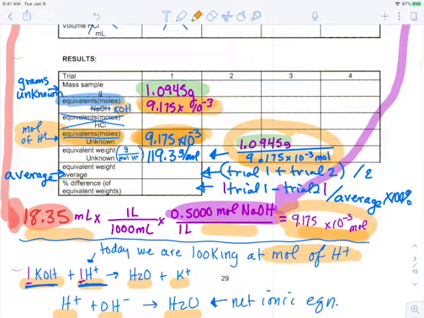So is this an equivalent weight? It's not exactly a molar mass, and the reason it's not a molar mass is because we're not sure if it's moles of acid or moles of H+, because we don't know if you have a monoprotic, a diprotic, or a triprotic acid. So all we can say is this is how many grams of acid per moles of H+, and that's why it's the equivalent weight and not the molar mass. So any questions on anything there?